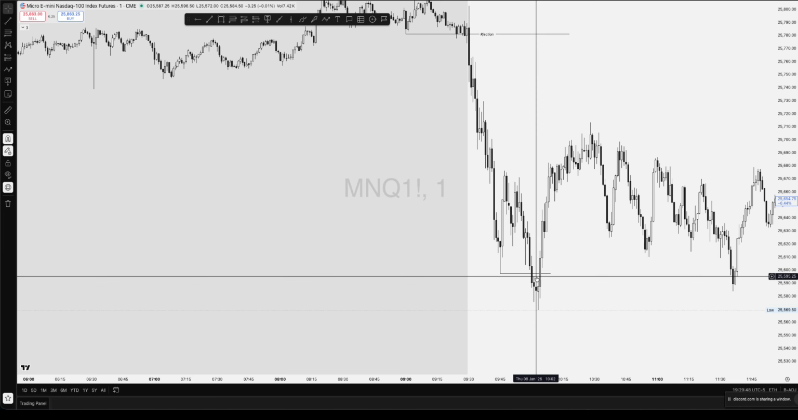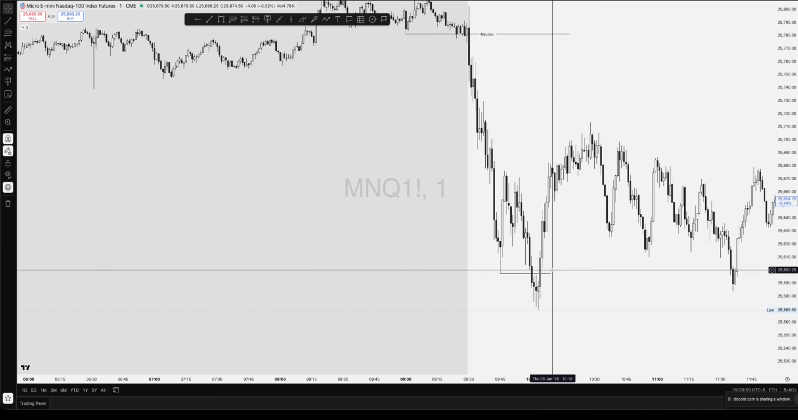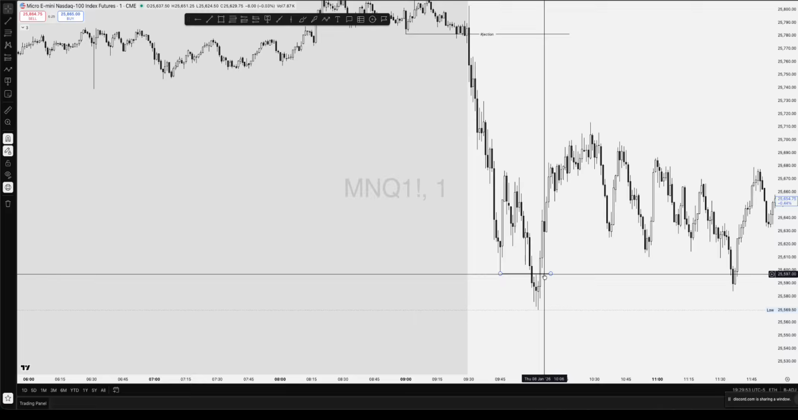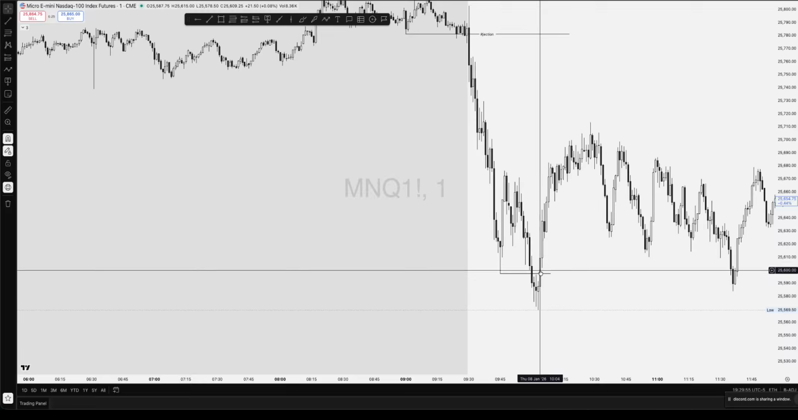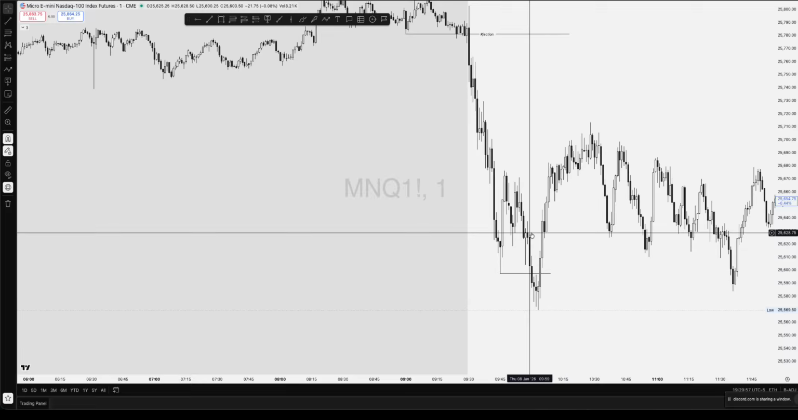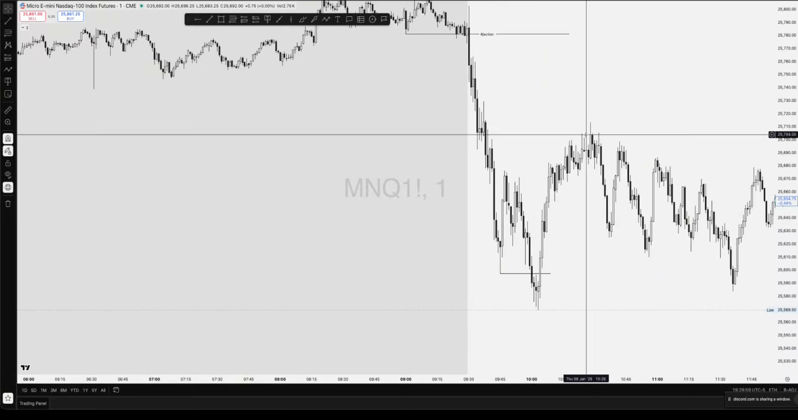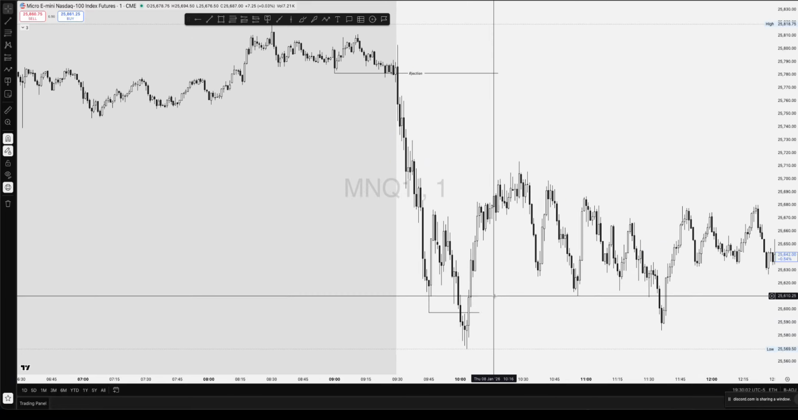If you go to my TikTok video, I mentioned that a close above this is an early sign for longing. This shift above here is a confirmation for me that this is going to go up, and that is exactly what happened.